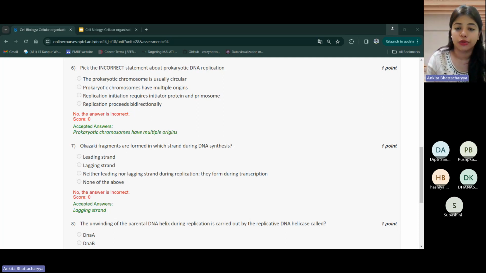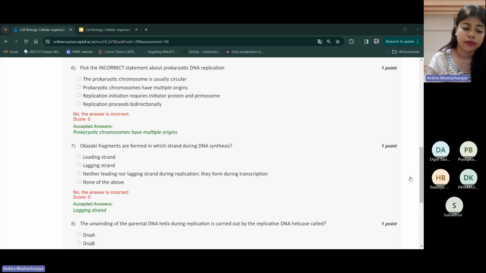Second, prokaryotic chromosomes have multiple origins. This is, of course, not true. The reason is that they have a relatively much smaller genome compared to the extent of information that lies in a eukaryotic genome. Therefore, only one replication origin from one particular point, leading to two replication forks completing the entire replication process, eventually leading to fall off, is sufficient to replicate the genetic information in prokaryotes.